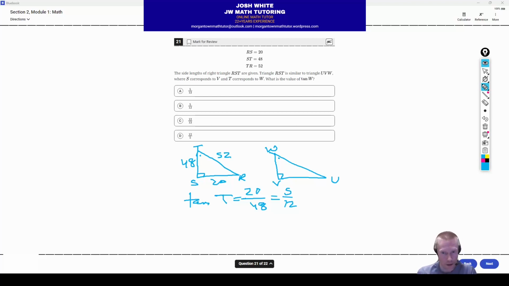So now the tangent of W is just going to be equal to that same thing, because the ratio of the sides is going to be in the same proportion because the triangles are similar. So it doesn't matter what the actual values are. The point is, say angle T is 35 degrees. Well, W is going to be the same thing. So whatever the tan of 35 is, that ratio, or whatever the angle is, we don't know, is equal to 5/12. It's going to be the same thing for W. So the correct answer for this is going to be letter B.